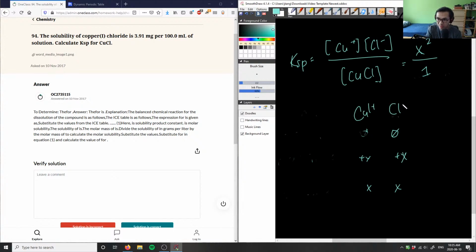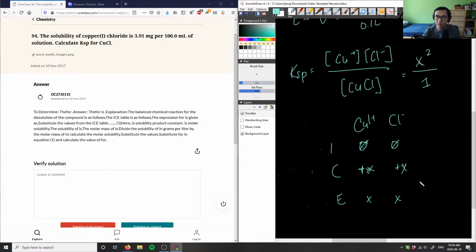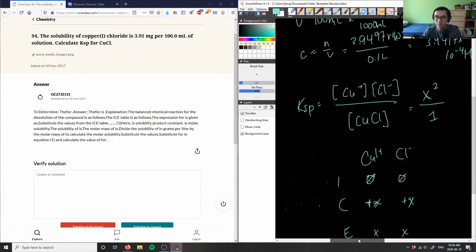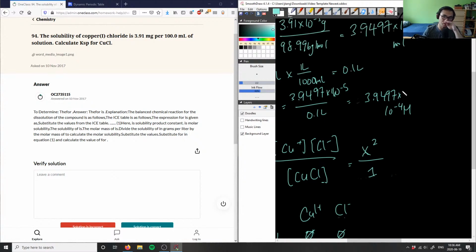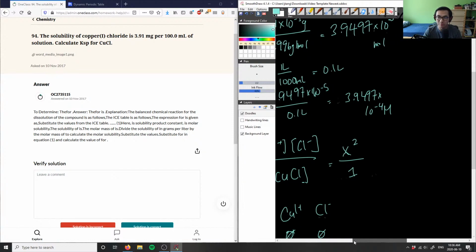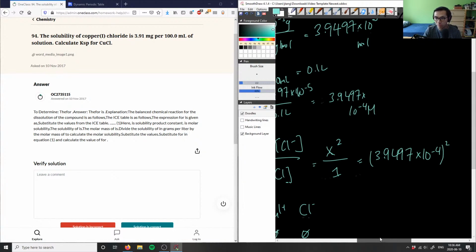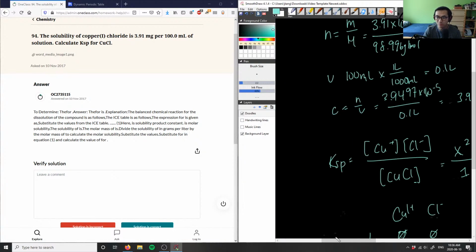So we have Cu plus, and this is Cl minus. This here is ICE. So we start with 0, and we're adding some x to both of these. So we're going to have x for chlorine and for copper as well. And if we substitute our expression, this is going to be x squared divided by 1. And we know that x here equals our concentration. So this was our 3.9497 times 10 to the negative 4. So we're going to have 3.9497 times 10 to the negative 4 squared, and this will give us our KSP value for this solution.